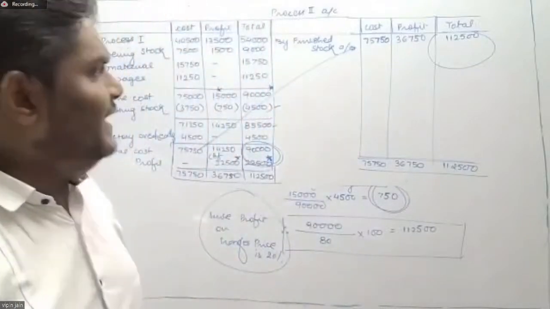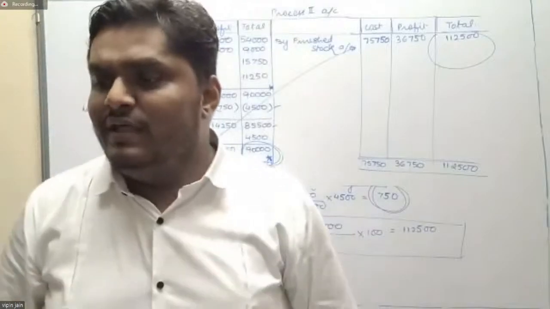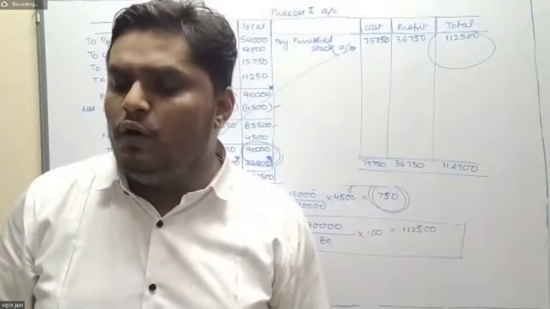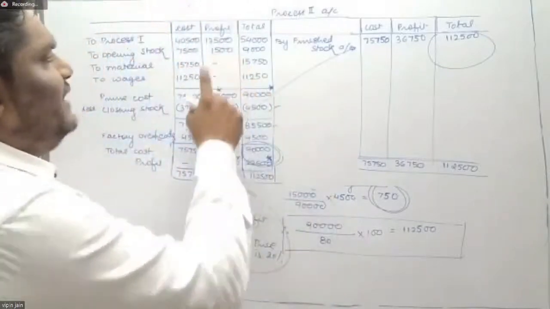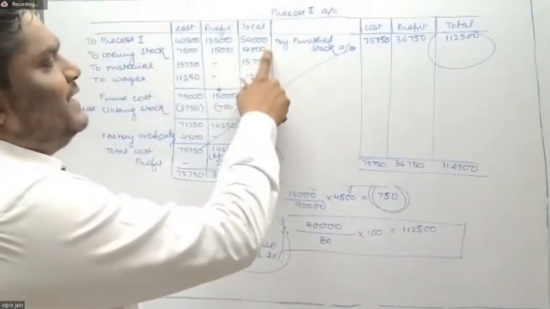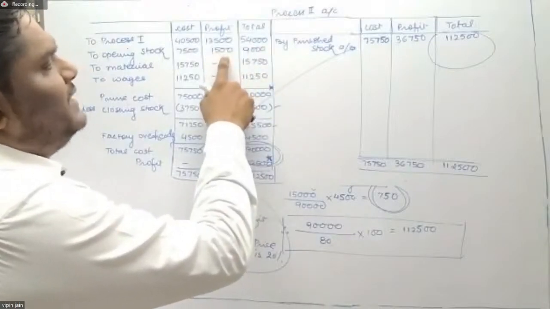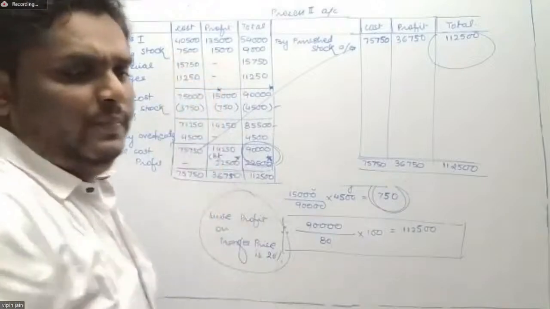Millie Gupta, opening stock is given in the question, that is 9,000, and inter-process profit included in opening stock is 1,500, that is given in the question. So 9,000 is the total amount, 1,500 is the profit element involved in the opening stock. So this much will be the cost, Millie.